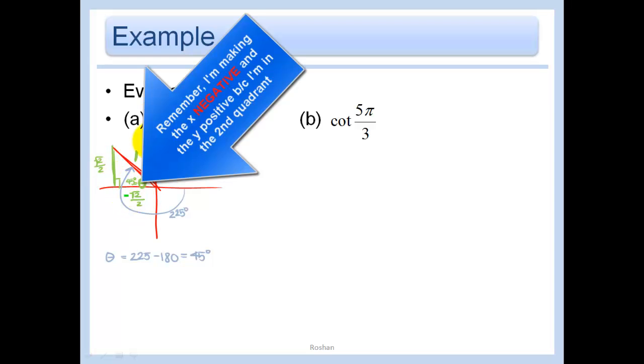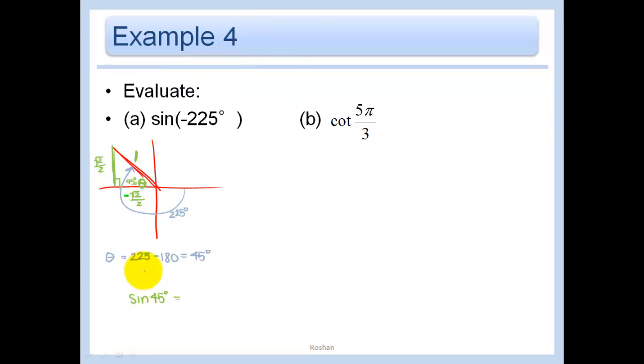So now when I ask you what the sine is, the sine of 45 degrees is simply the opposite over the hypotenuse, which is just root 2 over 2. So that means that the sine of negative 225 degrees is root 2 over 2. Final answer there.